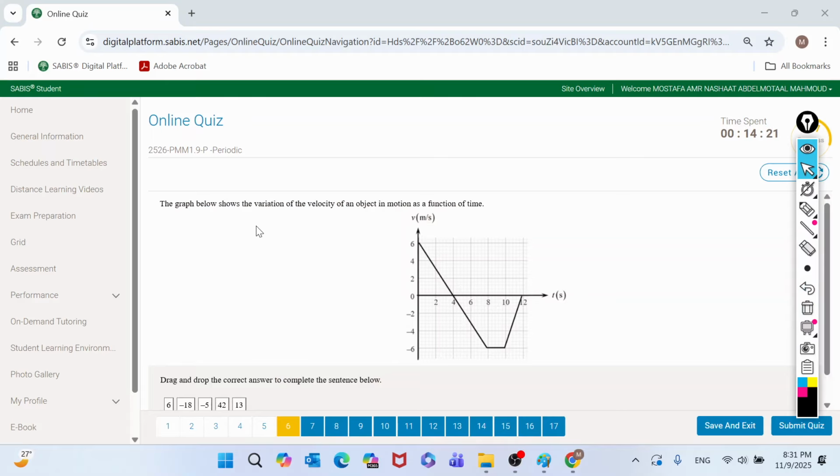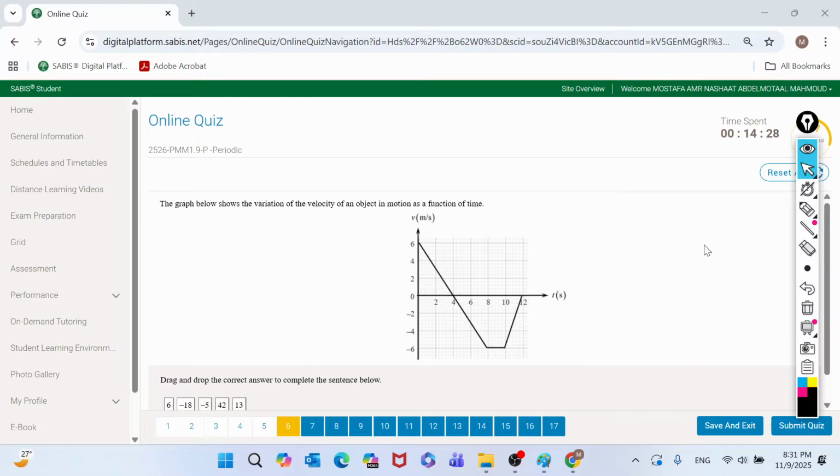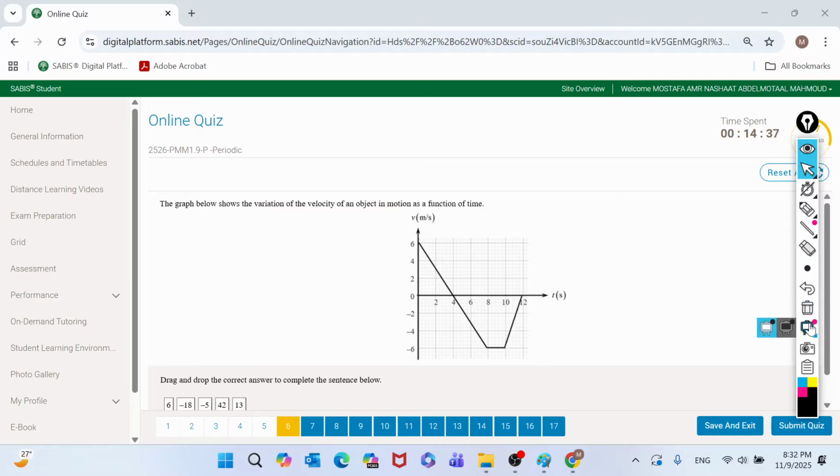Okay, drag and drop the correct answer to complete the sentence below. Yeah, so they just want the displacement. So we know on a VT graph, it's the area under the curve. Okay, so let's find the area under the curve. This area is a triangle. So 1 over 2 base, which is 4, times height, which is 6. You get 12.